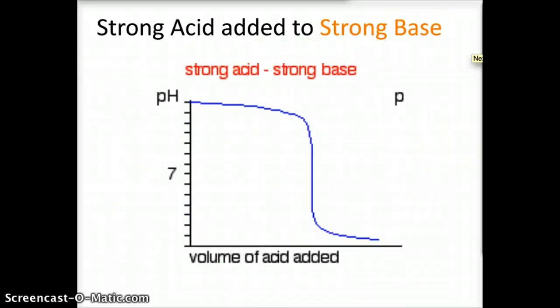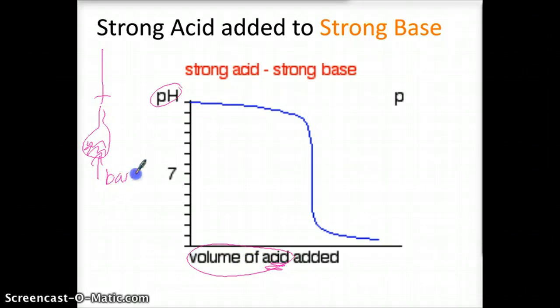Another example is the same type of thing, but an inverse. Here we have pH, but volume of acid added. So that means that in your beaker, you started with base. So how can we tell that from the titration curve? Well, we know bases have pHs of greater than 7. So the starting pH here is much greater than 7.